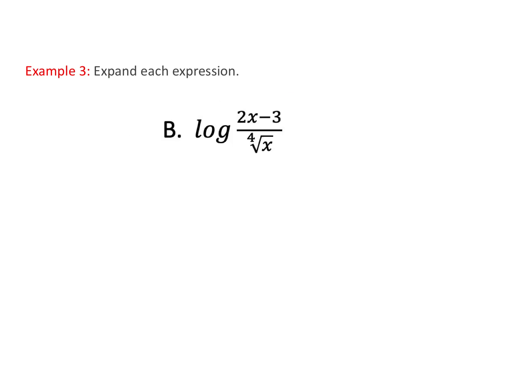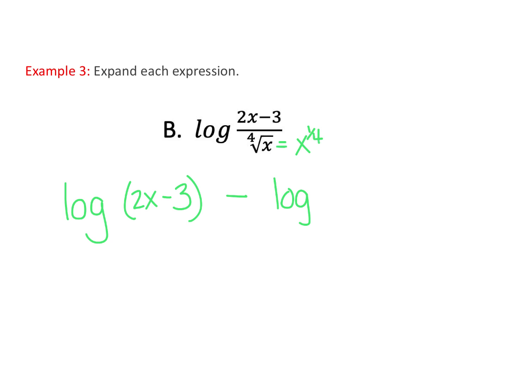All right, log of a quotient. So I'm going to use my quotient rule to start, which would be log of 2x minus 3 minus the log of, and you know what, I'm going to make this in its rational exponent form right away, making that x to the 1/4.